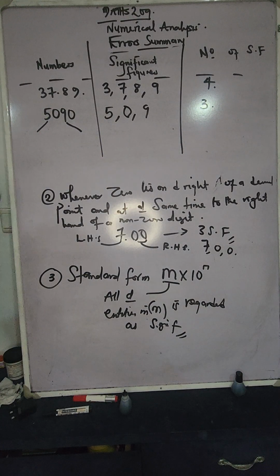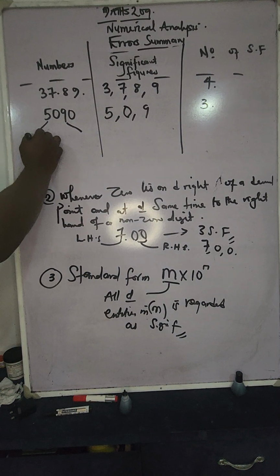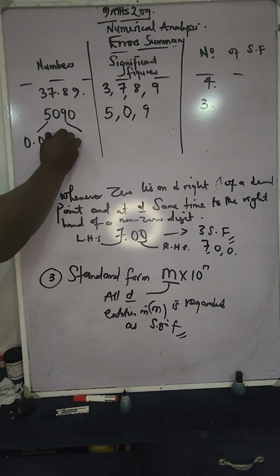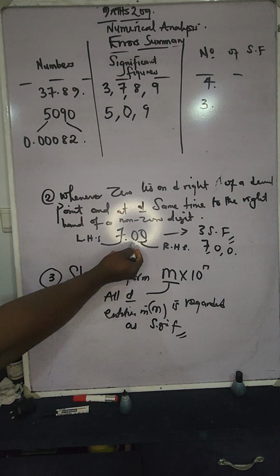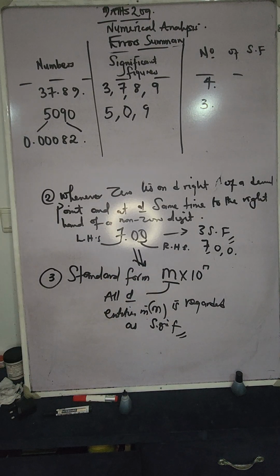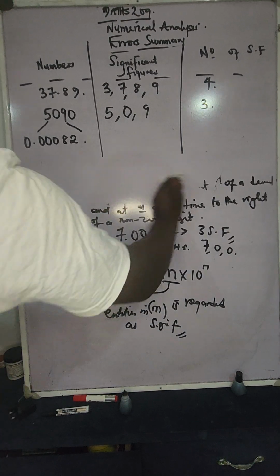Again, let's look at 0.00082. If you want to know how to do this, you can simply turn it to standard form, and then you'll be able to refer to law number 3, which states that whenever we have m times 10 to the power of n, all the entities in m are significant figures. So let's look at that together.